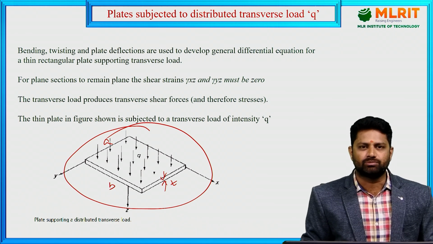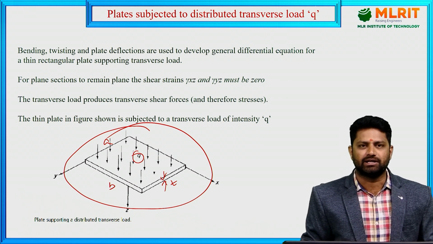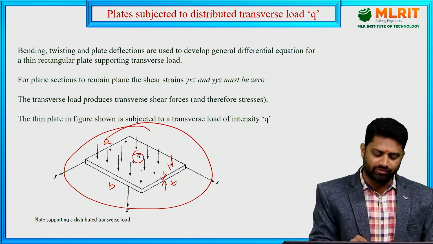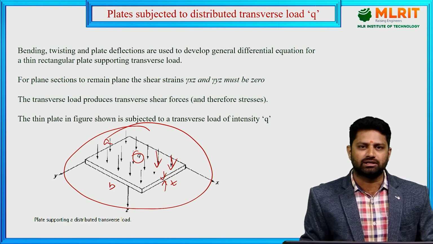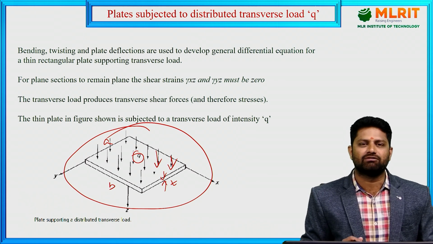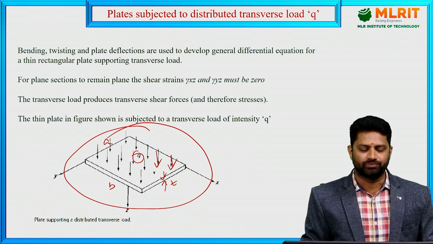Now on this thin plate, let us apply a distributed transverse load Q. This distributed transverse load means it is normal, so we have to apply it normal to the axis of the plate. We have applied this distributed transverse load on the top of the plate. Now how will the plate behave and what are the changes in the dimensions that will occur? It may be a change in dimension A, in dimension B, or in dimension T. We are going to analyze this behavior of the thin plate when it is subjected to transverse load Q.